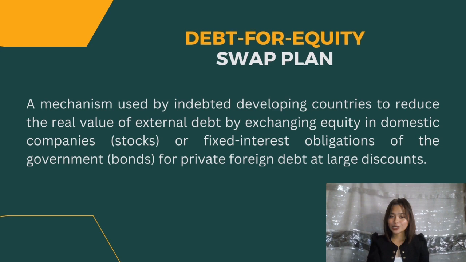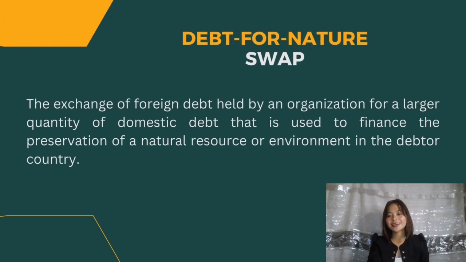An appealing but much less significant swap arrangement is the debt for nature swap, which means the exchange of foreign debt held by an organization for a larger quantity of domestic debt that is used to finance the preservation of a natural resource or environment in the debtor country. Debt for nature swap is intended to win commitments by a developing country's government to environmental preservation of such assets.